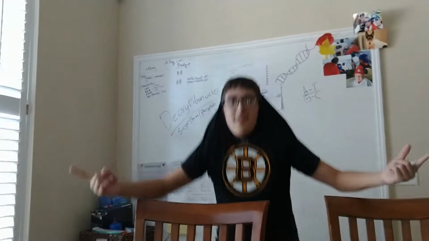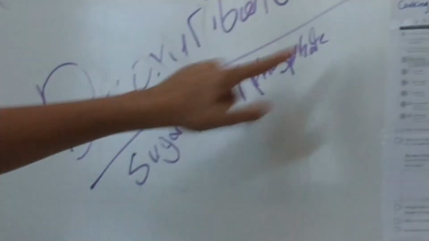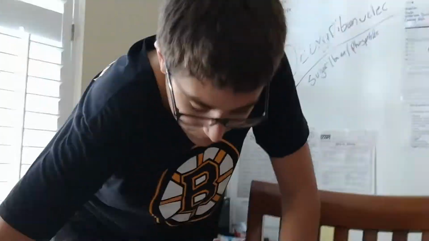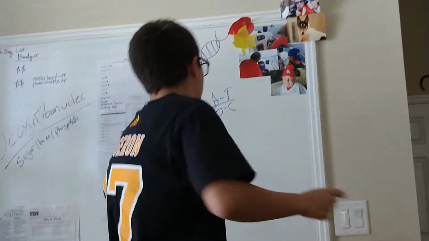So tonight we're starting with DNA. DNA stands for that thing, right there. It's made out of three things: sugar, base, and phosphate. There are four kinds of bases: adenine, thymine, guanine, and cytosine. And there are two pairs that originate from that.